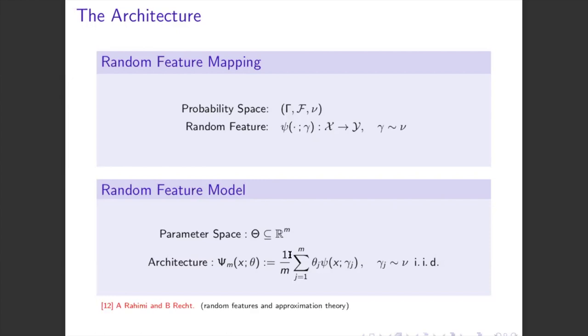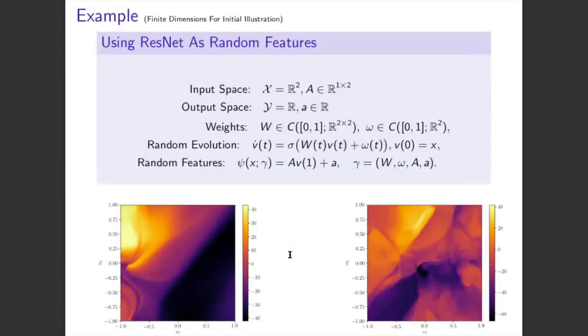Okay, that's the concept. So let me just show you an example of this in finite dimensions. So here, I'm going to take input space R2 and output space R. So I'm looking at functions from R2 to R. Now, if you had to approximate such functions, you might well use Fourier series in finite dimensions. But I just want to show you what the random features idea looks like in this setting where you can visualize it. I'm going to write down a continuum analog of the deep neural network that I wrote down earlier on.